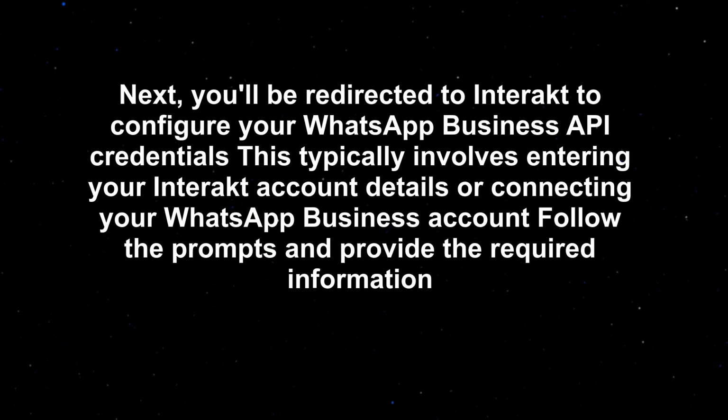Next, you'll be redirected to Interakt to configure your WhatsApp Business API credentials. This typically involves entering your Interakt account details or connecting your WhatsApp Business account. Follow the prompts and provide the required information.